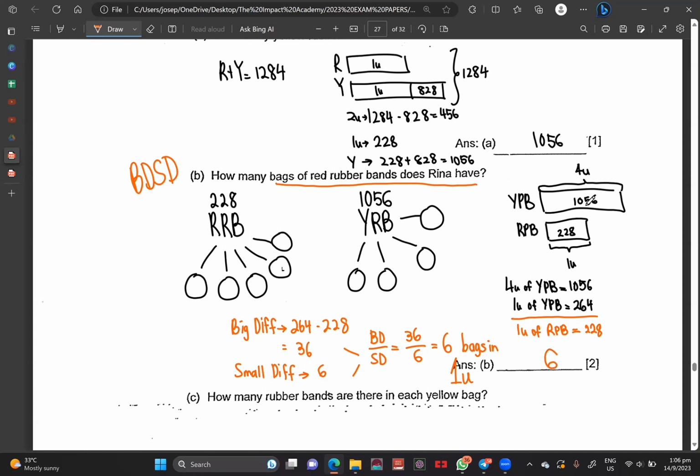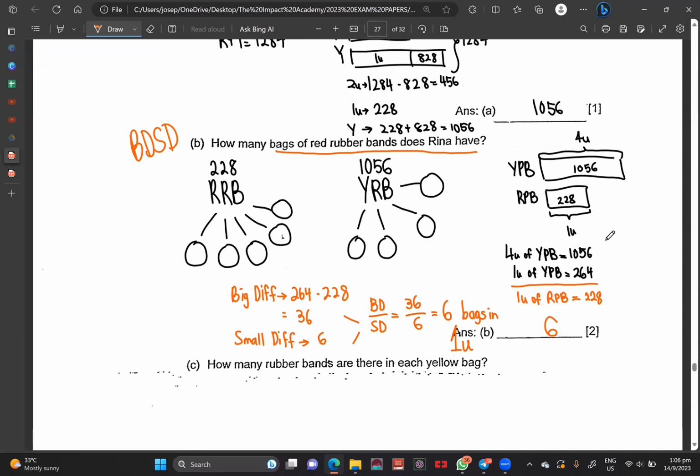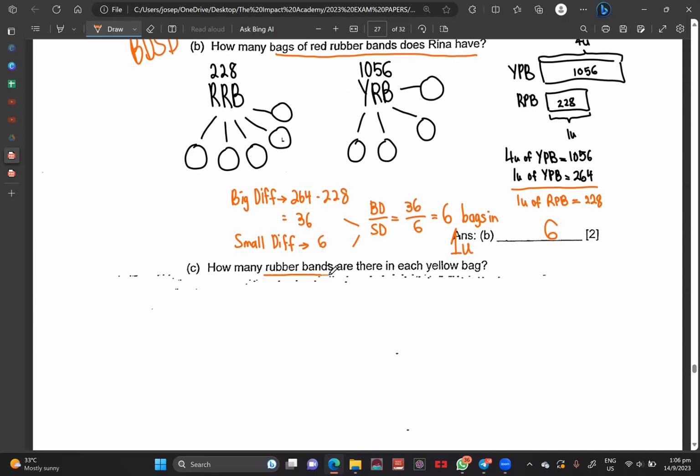If they're asking for bags of yellow rubber bands, then it will be 6 times 4. Now then we go on to the next one. How many rubber bands are there in each yellow bag? First thing first, you must know how many yellow rubber bands I have: 1056. How many yellow bags do I have? Yellow bags will be 6 times 4, which is equal to 24 bags.